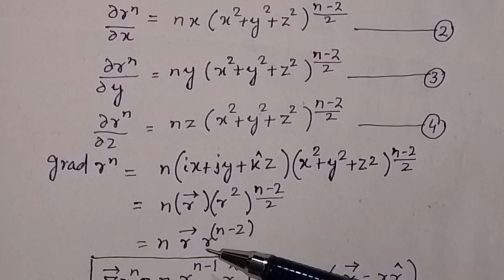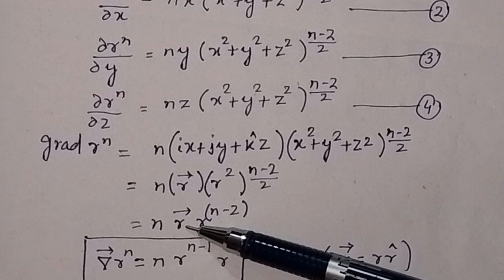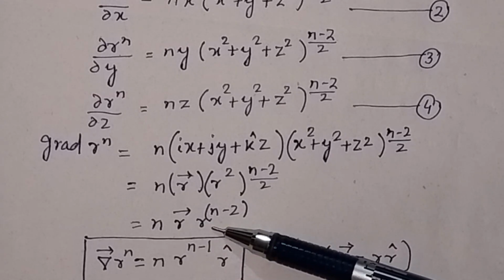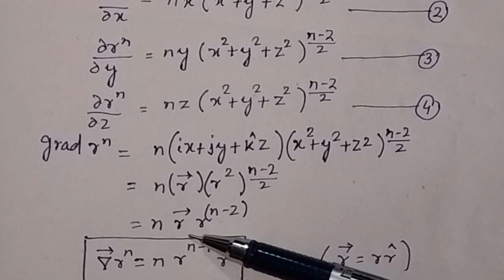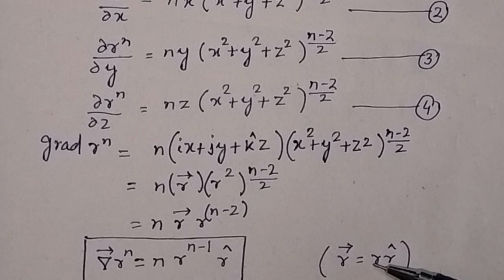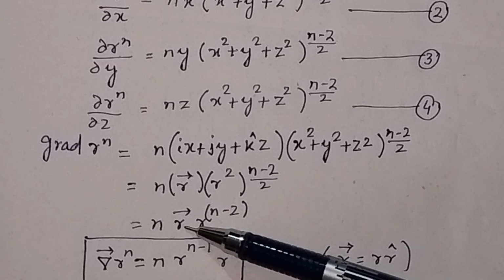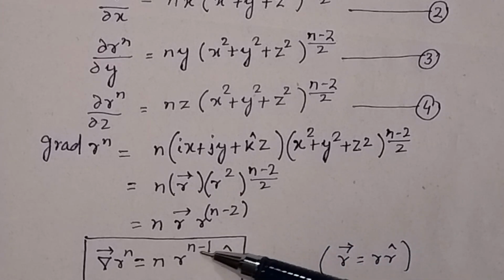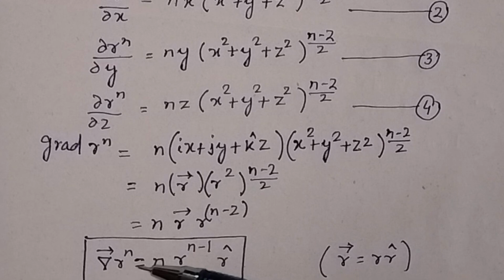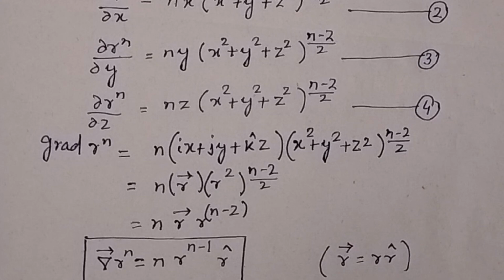So here 2 cancels, and this will be equal to n into r vector, that is position vector, into magnitude of r to the power n minus 2. You can rewrite this because we know r vector is equal to r into r cap, that is magnitude of r into r cap. So in r vector, if you write magnitude of r into r cap, magnitude of r means r to the power 1, and here n minus 2 plus 1. So this will be equal to r to the power n minus 1. So gradient of r to the power n will be equal to n into r to the power n minus 1 into r cap, that is the unit vector.